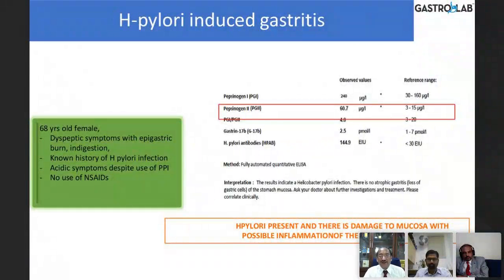Another scenario where there's a H. pylori is positive here, 144, but pepsinogen 2 is high at 60, whereas the pepsinogen 1 is normal. And this is H. pylori induced gastritis. So that's what it shows, because I told you this is an inflammatory marker, the pepsinogen 2. So it shows that the H. pylori inflammation is there.